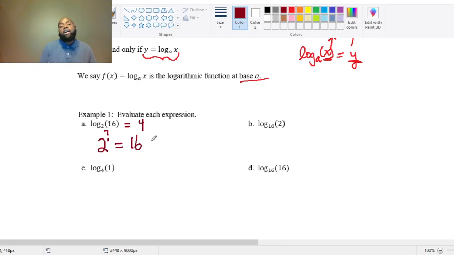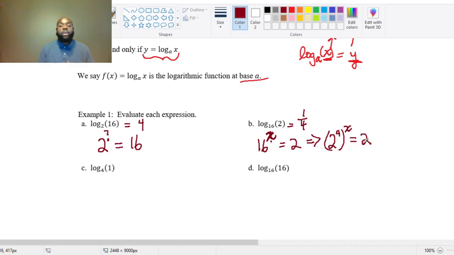Part B, 16 to what power equals 2? Well, if I take the fourth root of 16, I'd be able to do that. Now, another way to do this is we already know how to solve exponential equations by getting the same base on each side. So I can put an x here, and I can say, how do I solve 16 to the x equals 2? Using our knowledge from before, we know that if I raise 2 to the fourth power, that's the same thing as 16.